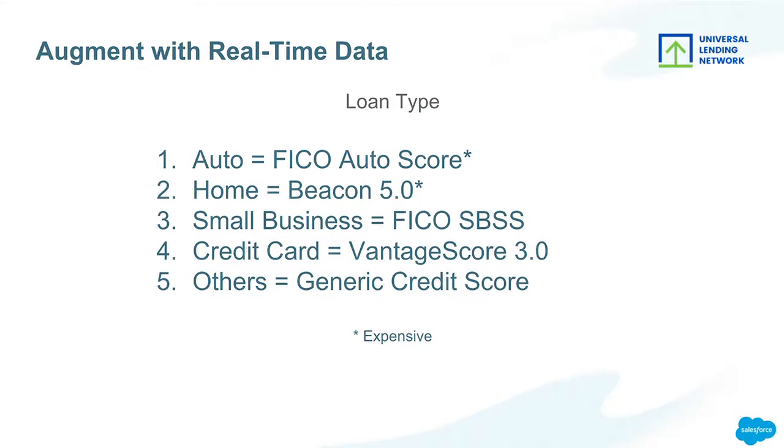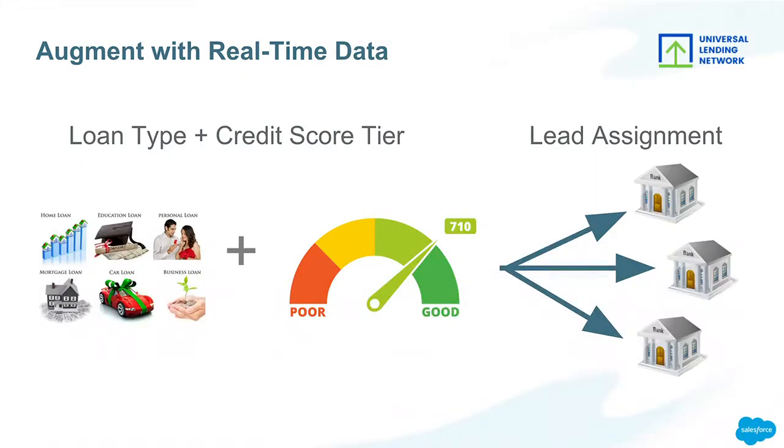And the real-time data piece here is, if someone's looking for an auto loan, for example, we may want to call the FICO Auto Score credit score service to get their credit score for automobiles. If they're looking for a home loan, we'd potentially call Beacon, or FICO, or something generic like Experian. So, combining this together, we first classify what they're looking for on the loan type, and we combine it with their credit score, and we're routing it to the correct lender within our system.